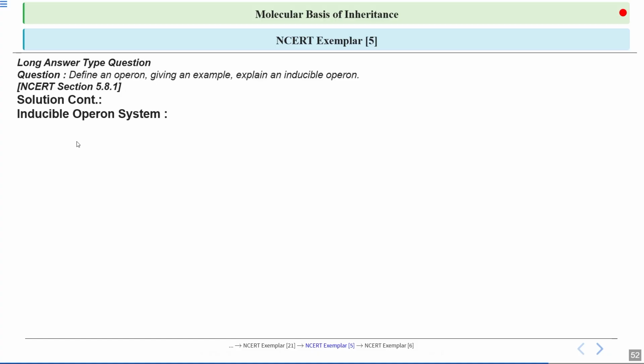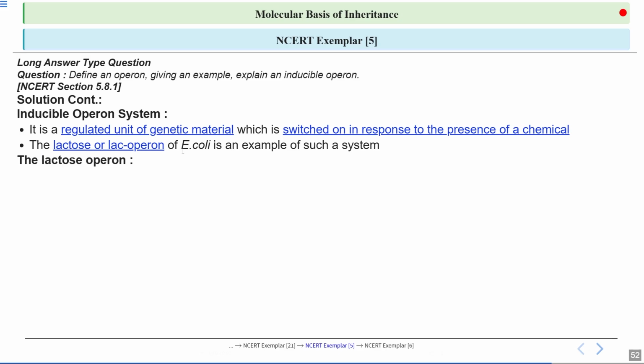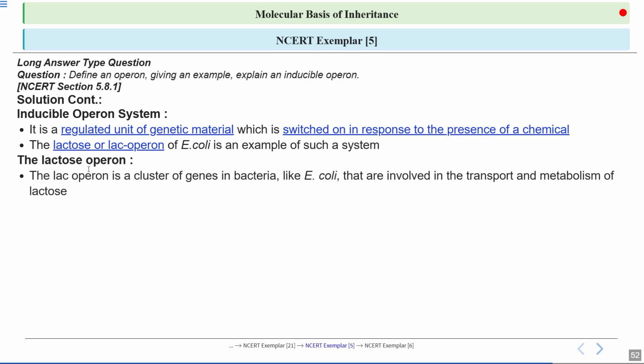Okay, then let's talk about the inducible operon system. It is a regulated unit of genetic material which is switched on in the presence of a chemical. That's why it is known as an inducible operon. An example is the lactose operon in E. coli. So in the presence of lactose, what happens?